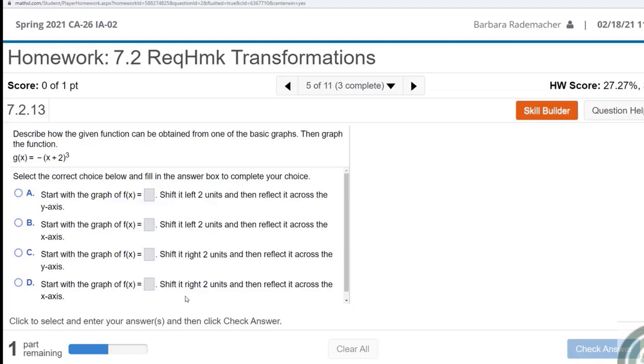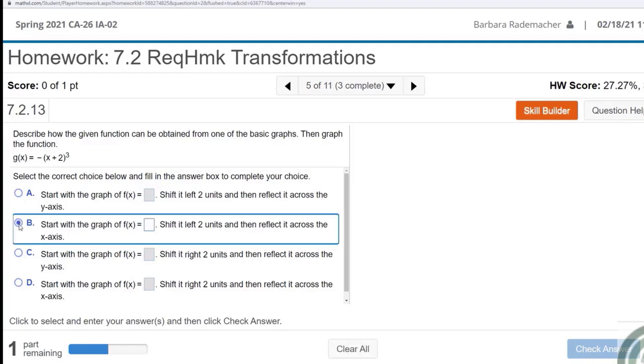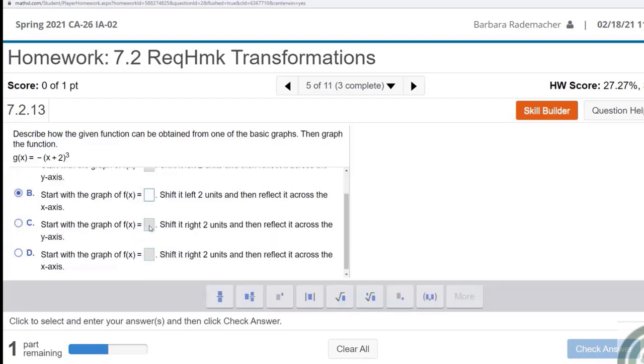If you said shift right 2 units and reflect across the x-axis and it were a test, I would give you partial credit for that. But the true answer is you're moving to the left 2 units. So shift left 2 units and then reflect across the x-axis. So B is what I'm going to choose.